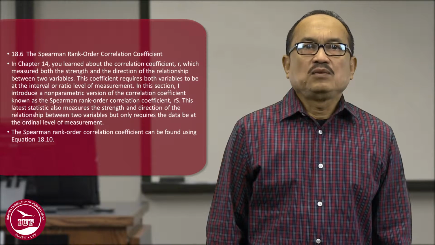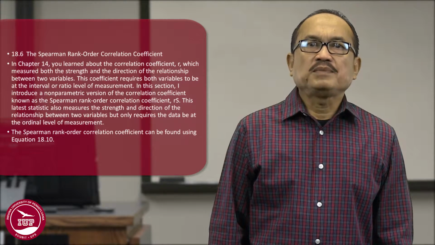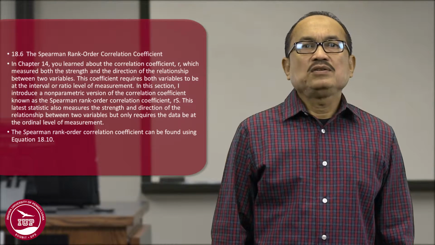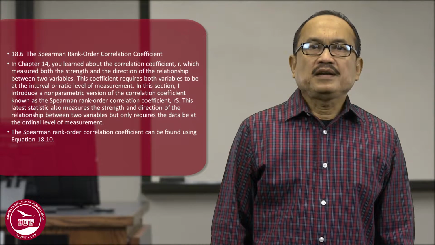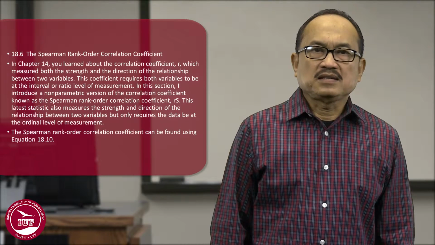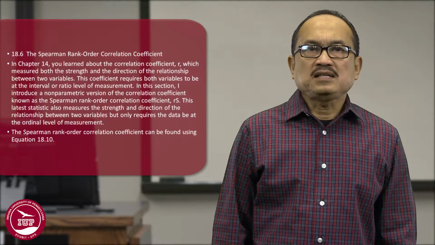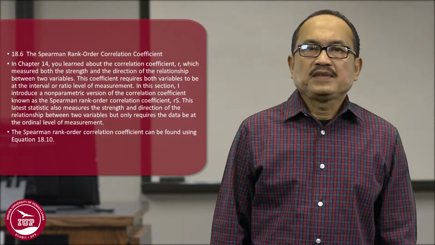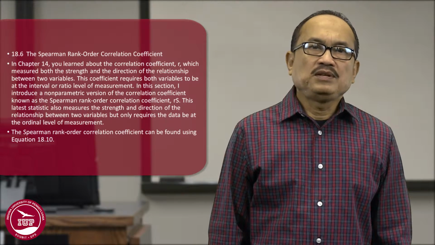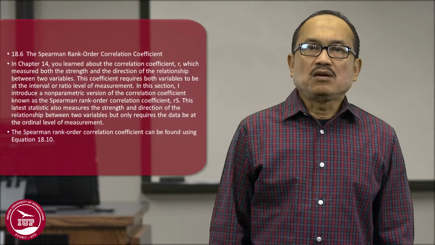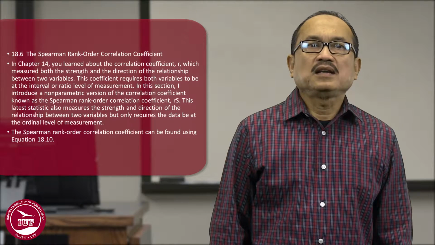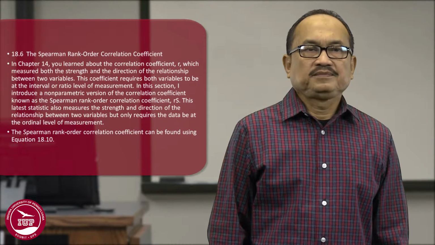In this section, we will introduce a non-parametric version of the correlation coefficient known as the Spearman rank order correlation coefficient, or rs. This latest statistic also measures the strength and direction of the relationship between two variables, but only requires the data be at the ordinal level of measurement.